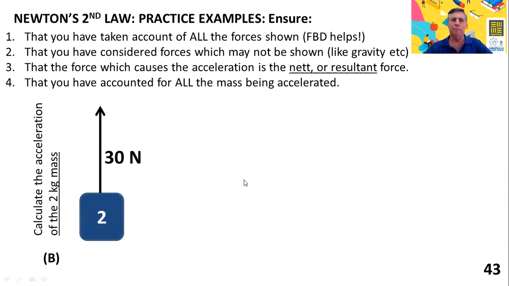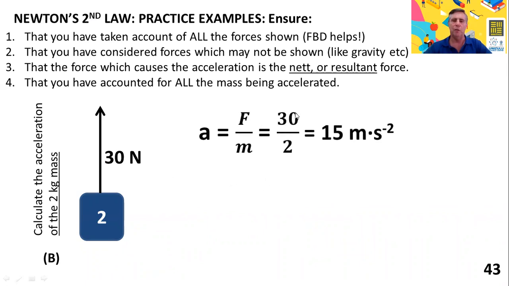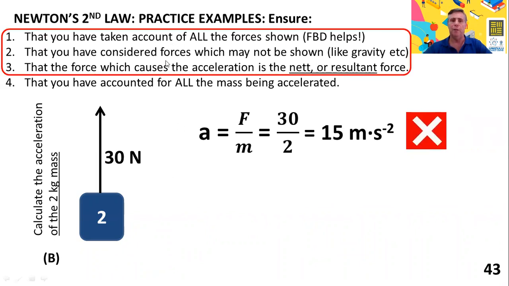Let's look at number B. Now, remember, we said when you use Newton's second law, you need to ensure these 4 things. I've just left out number 5, which has to do with an inclined plane, because we're not dealing with it here. So maybe you looked at this and you said, no problem, it's just like number A, acceleration is force over mass, 30 newtons over 2 kilograms is 15 meters per second squared. If you said that, I'm afraid to say you are wrong, because you didn't read carefully these 3.